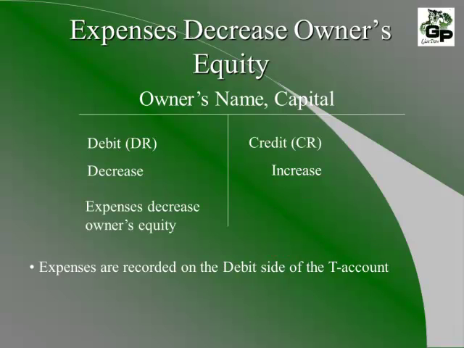We know that expenses decrease owner's equity, and because they are related to owner's equity, then they must be written on the debit side. Expenses are recorded on the debit side of a T account.